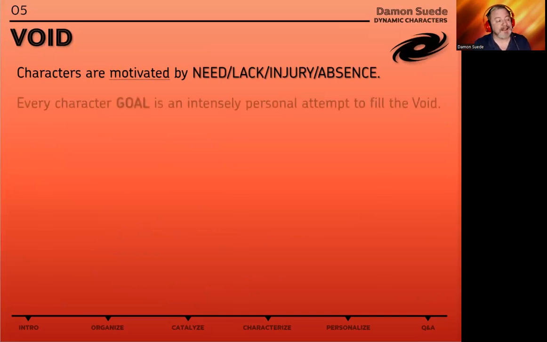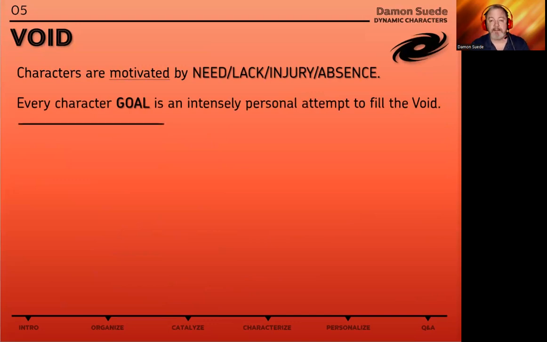And so what that means is in a story, every character goal is always an intensely personal attempt to fill what I like to call the void. And I like the word void because it's actually neutral. It's culturally neutral as a scientific term. It just means a vacuum that sucks. And just for kicks and ha-has, I'm going to give you a little void recipe, right? So if you wanted to create instant backstory, instant motivation for your character, this is how you do it.